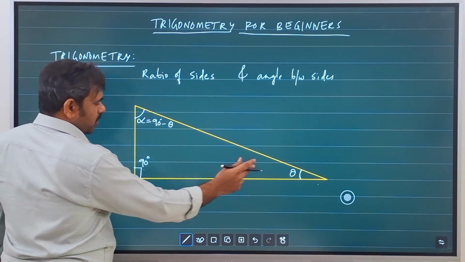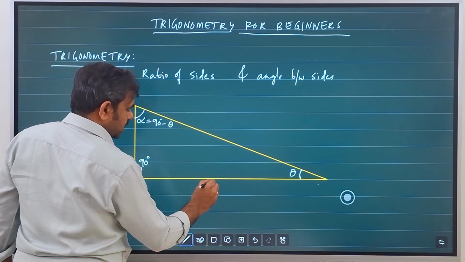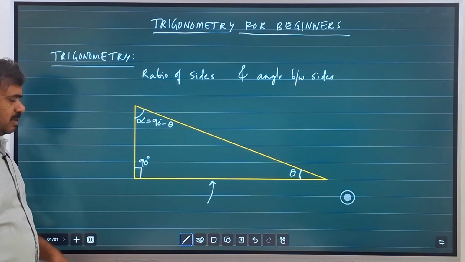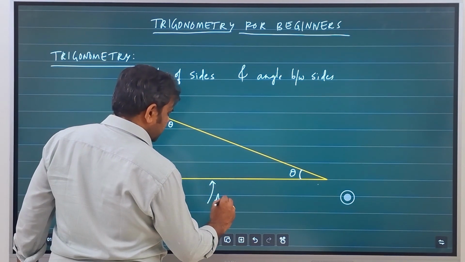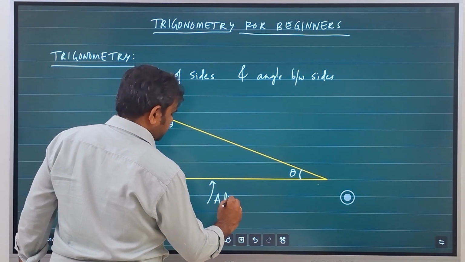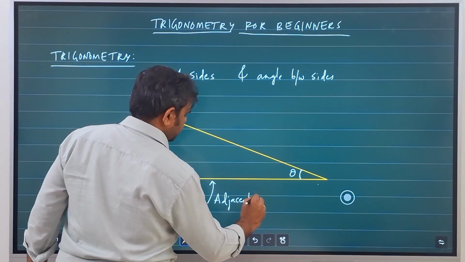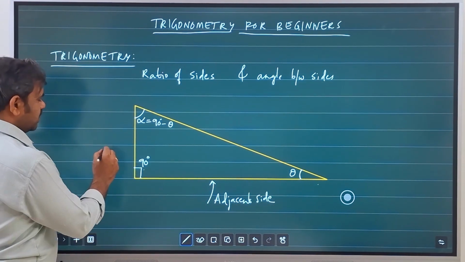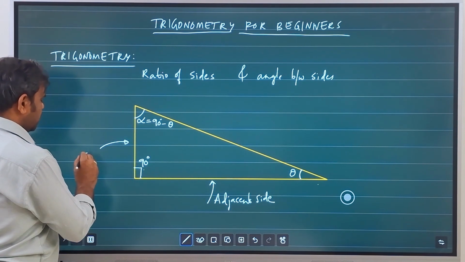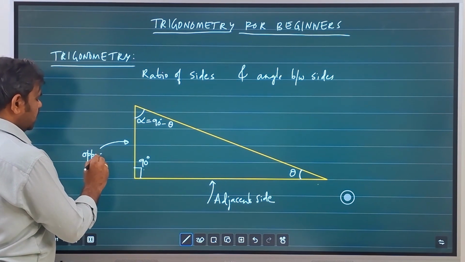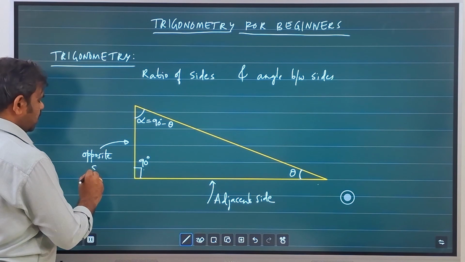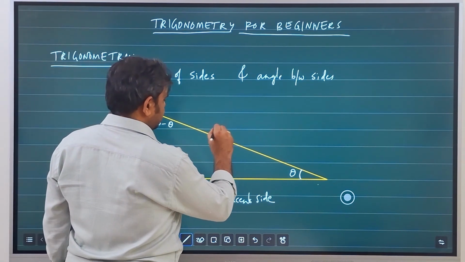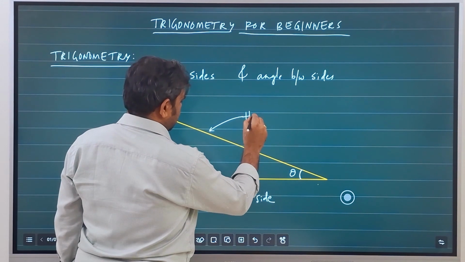Now, if you look at the angle theta, this side, which is adjacent to this angle theta, is called the adjacent side of angle theta. The side opposite to angle theta is simply called the opposite side. And the longest side, the third side, is called the hypotenuse.